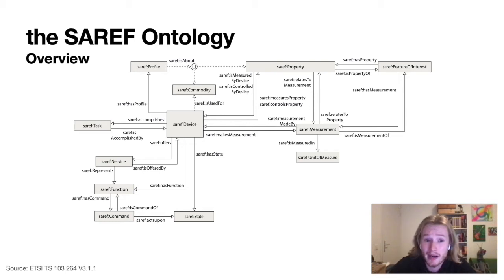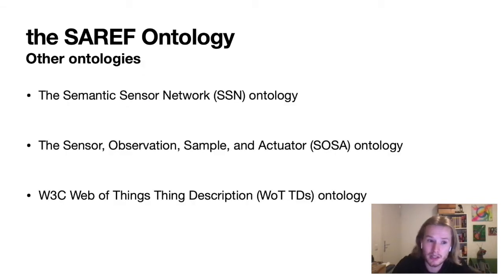Not all devices require all the classes. A sensor doesn't need a command, and a smart switch doesn't need a measurement. But the core is a general depiction of a device, so it contains all of these. SAREF isn't the only ontology. Other ontologies have different focuses, such as the SSN ontology that focuses more on observing sensors, or the W3C Thing Description ontology that focuses more on the metadata of devices instead of the measurements that can be made by them or the commands that can be sent to them.